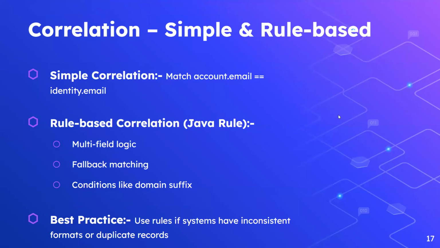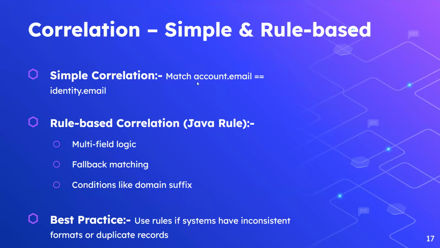So, correlation: simple and rule based. Simple correlation is the same as I told you, like matching the account email with our identity email. Simple correlation has been created so that the account email is related to the identity email. Now, what is the account email and the identity email?